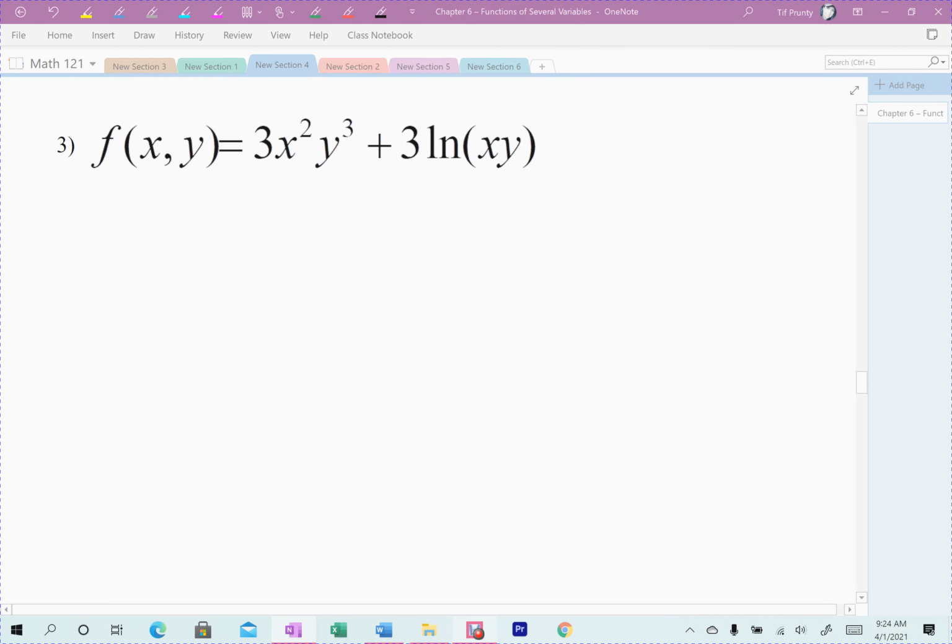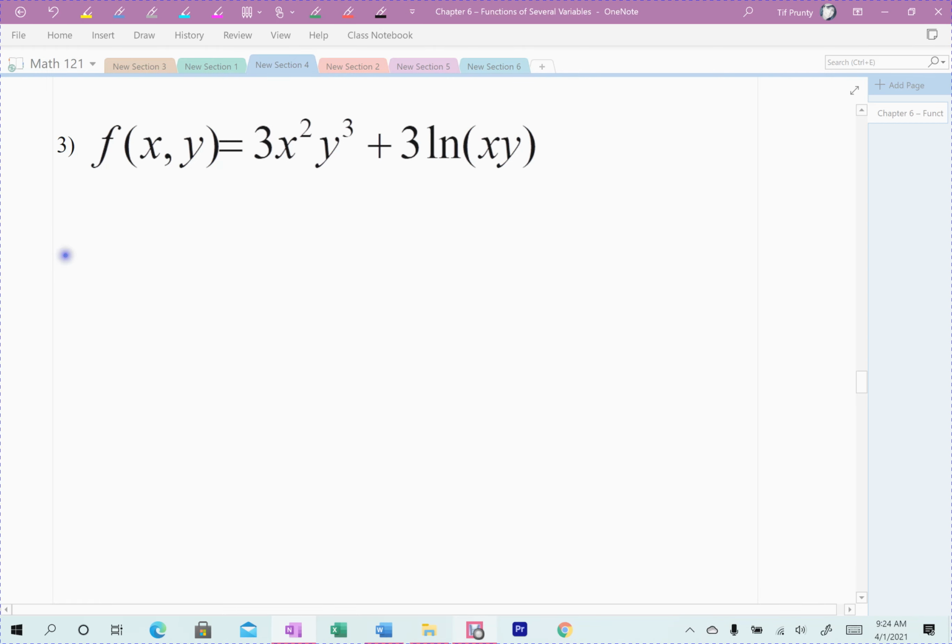Alright, example 3 is more complicated. So I've got 3 times x squared times y cubed plus 3 times the natural log of x times y. And again, it's always more complicated when we're multiplying higher degree functions, and throwing in a logarithm or exponential always makes it trickier.